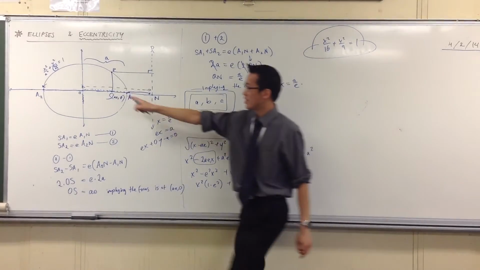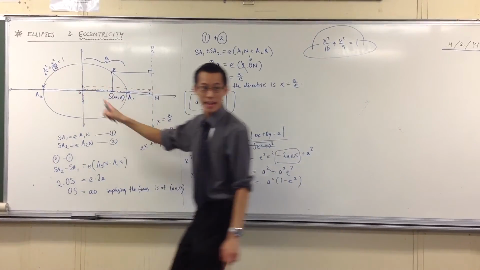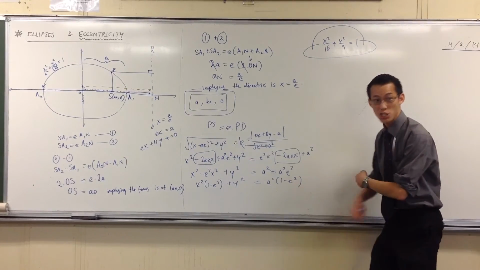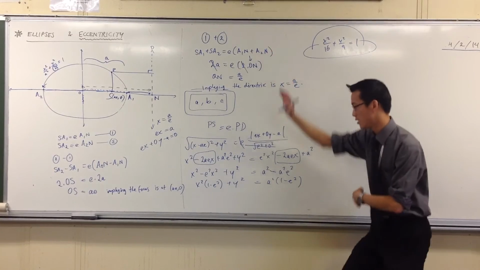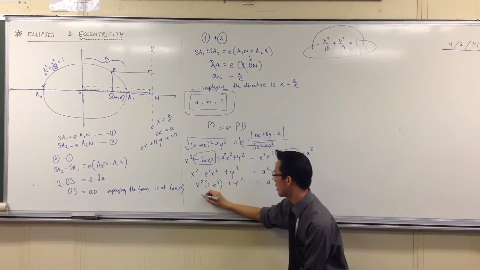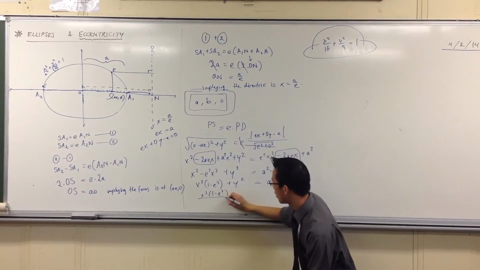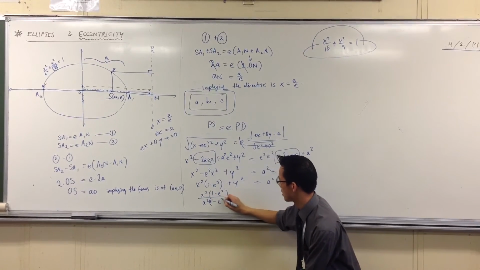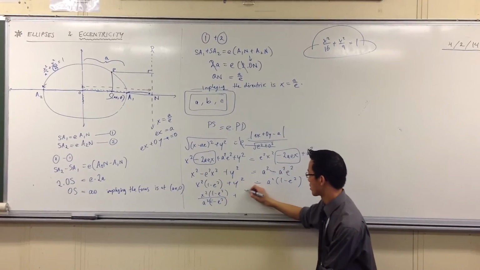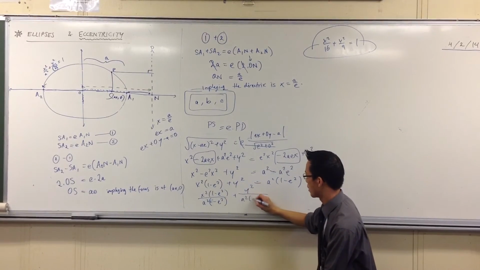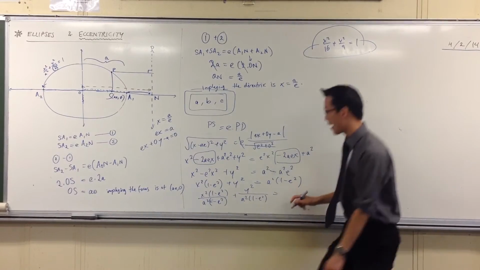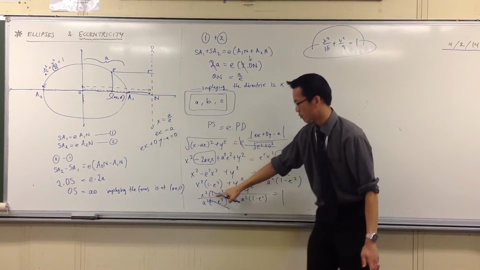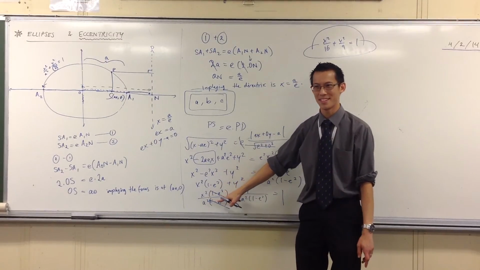Remember where I'm trying to go? I'm trying to get 1 on the right-hand side, right? So I guess I should divide through not just by 1 minus e squared, I should divide through by the whole lot on the right-hand side, yeah? So over here, x squared on 1 minus e squared, plus y squared on a squared 1 minus e squared. I did all of that so the right-hand side would become 1. Cancel, cancel. Ooh, that's good.